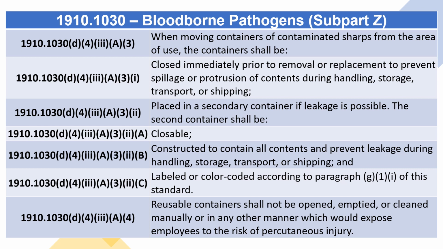1910.1030(d)(4)(3)(A)(3) When moving containers of contaminated sharps from the area of use, the containers shall be (A)(3)(i) and (ii) closed immediately prior to removal or replacement to prevent spillage or protrusion of contents during handling, storage, transport, or shipping; and placed in a secondary container if leakage is possible. The second container shall be (A)(3)(ii)(A) through (C) closable, constructed to contain all contents and prevent leakage during handling, storage, transport, or shipping, and labeled or color-coded according to paragraph (g)(1)(i) of this standard.